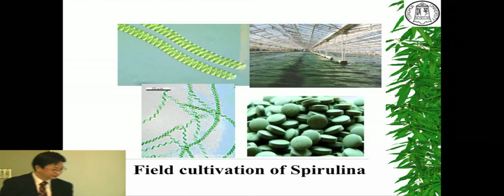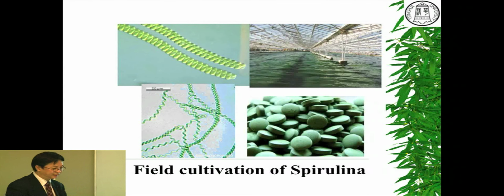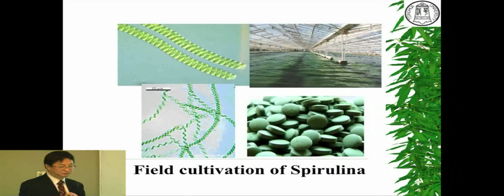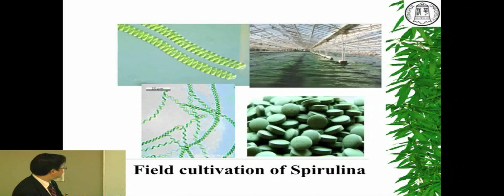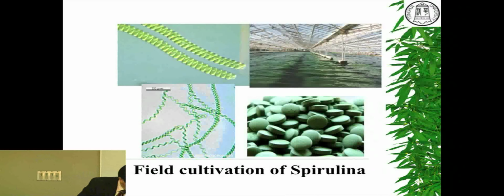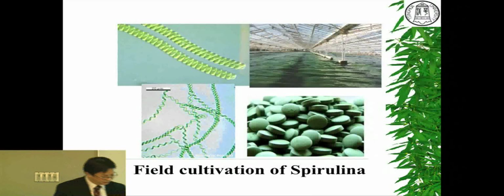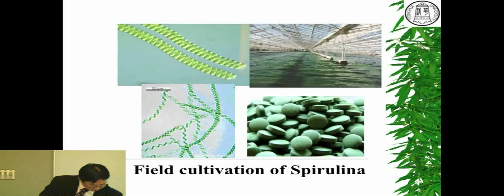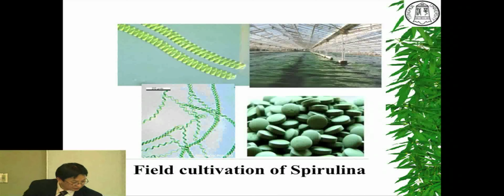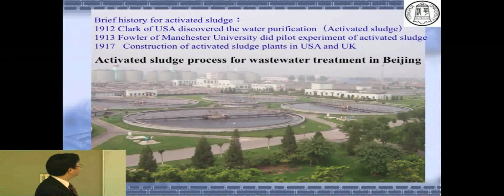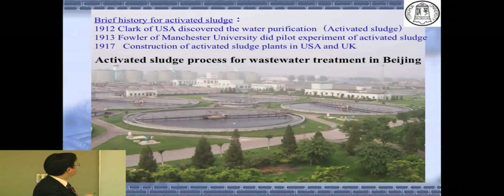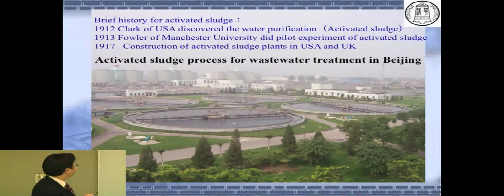And also this one is a Japanese company which is cultivating algae, in this case spirulina, on a large scale, by using seawater in Thailand. After this they can produce various kinds of food additives, all the nutrient additives for human beings. Also, this is an active sludge process for wastewater treatment in Beijing. This is just a brief story for this active sludge biotechnology process.